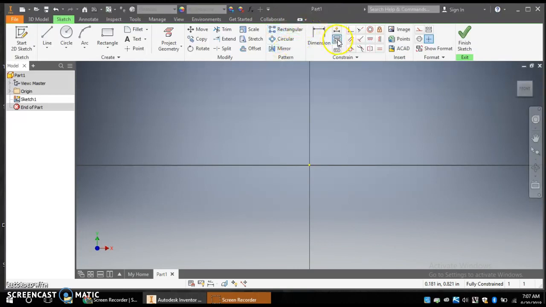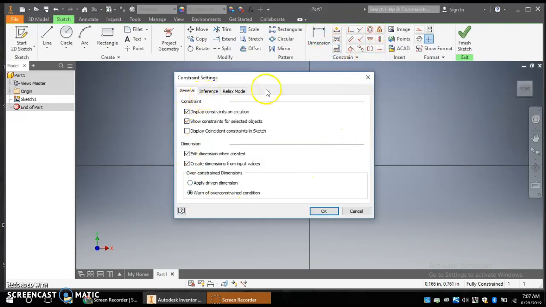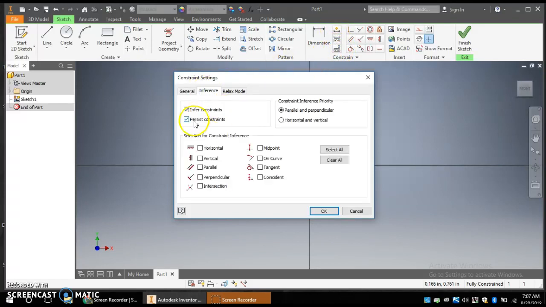Okay? First area that we have to talk about is up here in our constraint settings. So these are all of our constraints up here, including a dimension. But we're going to click on the constraint setting, which is that first row, and it's the bottom one. And we're going to go to inference. And when you first come in, they're going to be all selected. So we're going to hit clear all and hit OK.